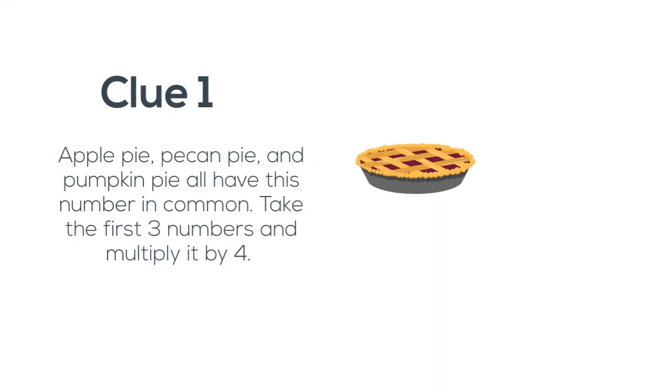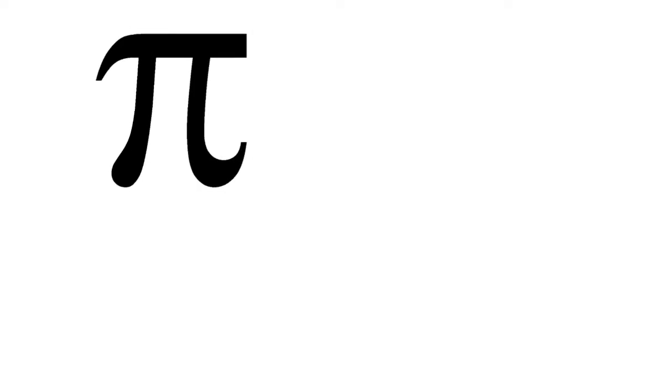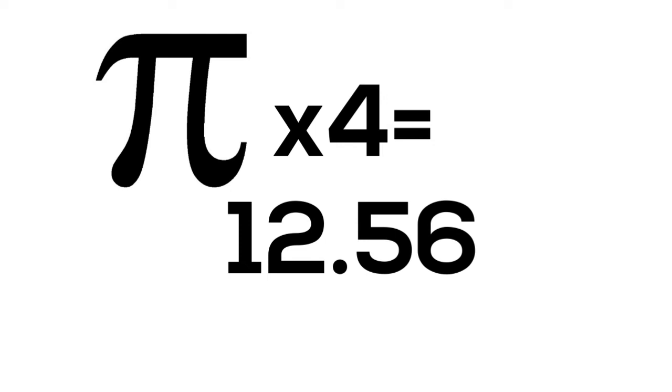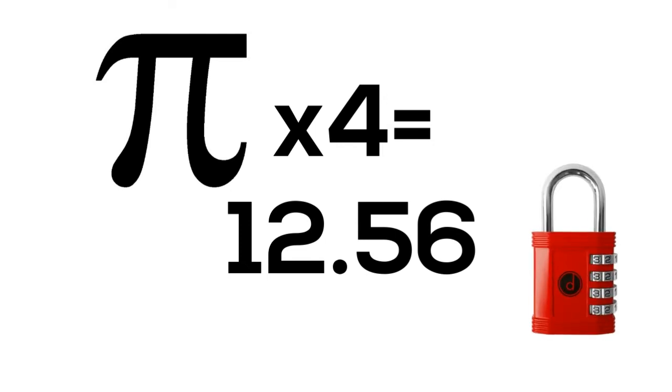Clue number 1 stated, apple pie, pecan pie, and pumpkin pie all have this number in common. Take the first 3 numbers and multiply it by 4. Well, that number is pi, so 3.14 multiplied by 4 is 12.56. This number opened up the 4-number lock.